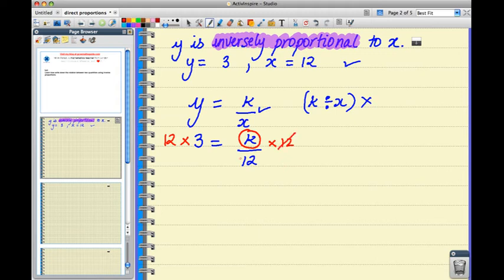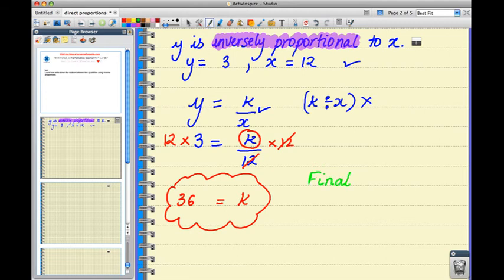So that cancels out the 12, so I'm left with just a k, and here 12 multiplied by 3 gives me 36. So I've got my k value, which is what I want. So I can write down my final answer. The final answer is y is equal to 36 over x, and this is basically the formula that I was looking for.